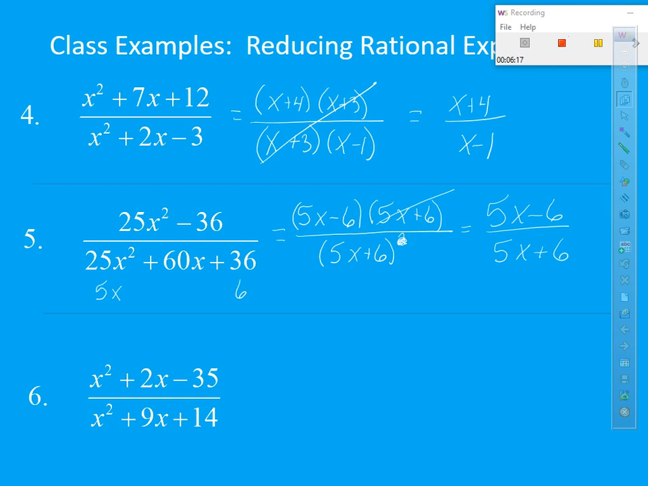If I peek at number 6, once again, I'm going to factor this into x plus 7 and x minus 5 over x plus 7 and x plus 2. Once I divide out what they have in common, I am left with x minus 5 over x plus 2. So guys, that's how you reduce fractions.